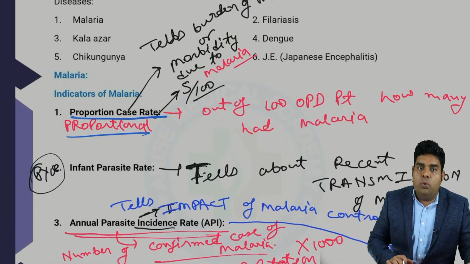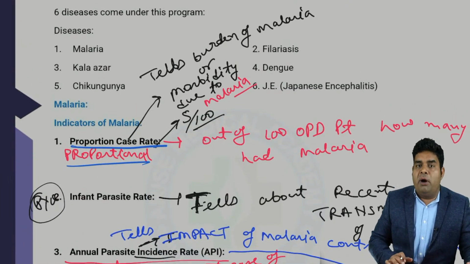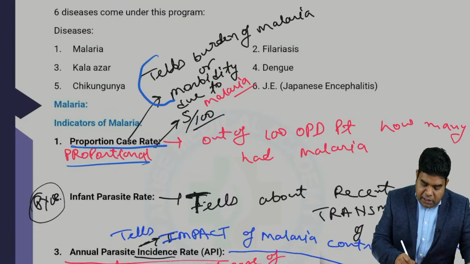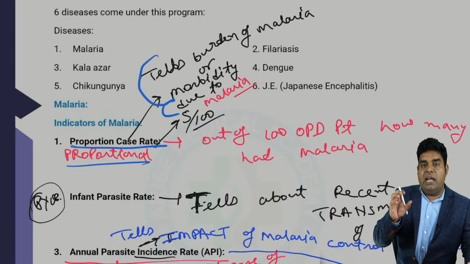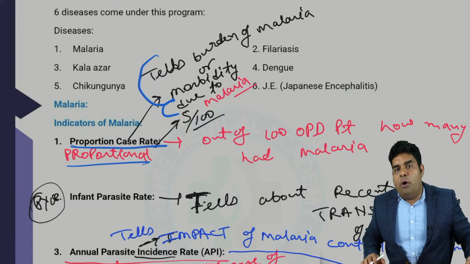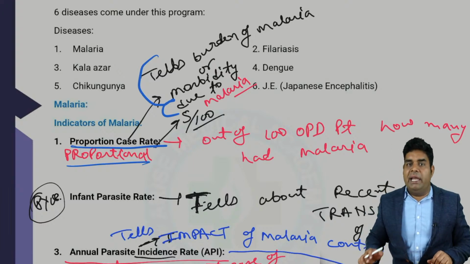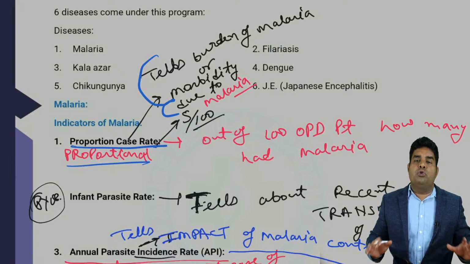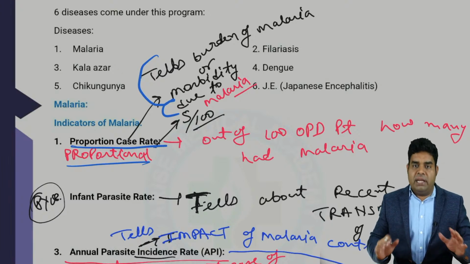This will tell about morbidity or burden of malaria. कि कितने लोगों ने मलेरिया के चलते खटिया पकड़ ली. This will tell about how many people are suffering from malaria. Burden or morbidity due to malaria is indicated by proportional case rate.